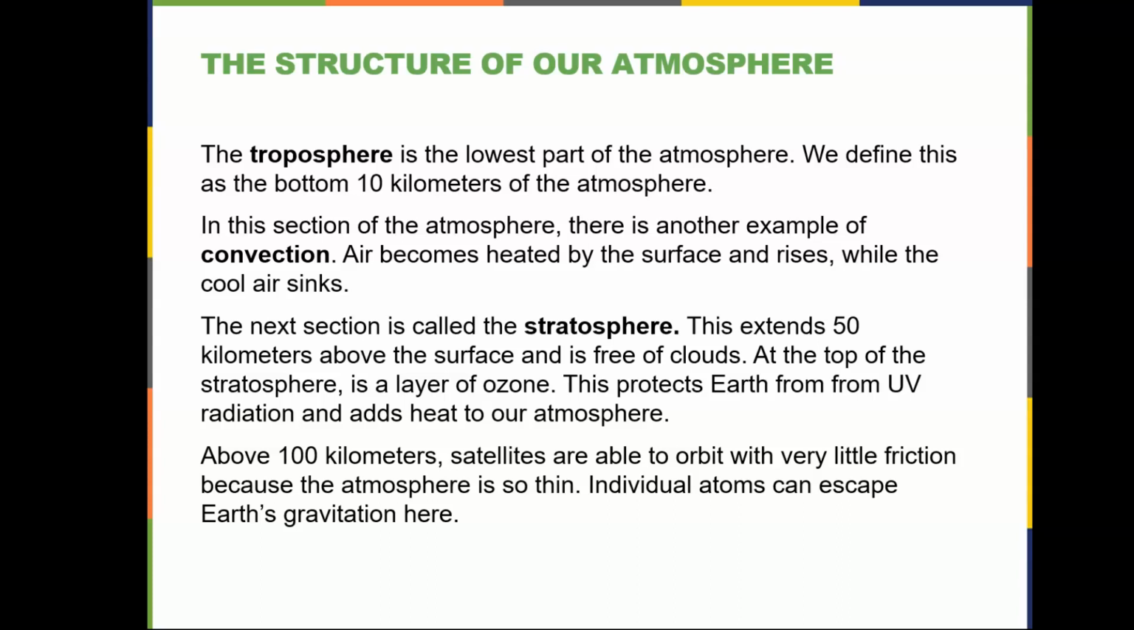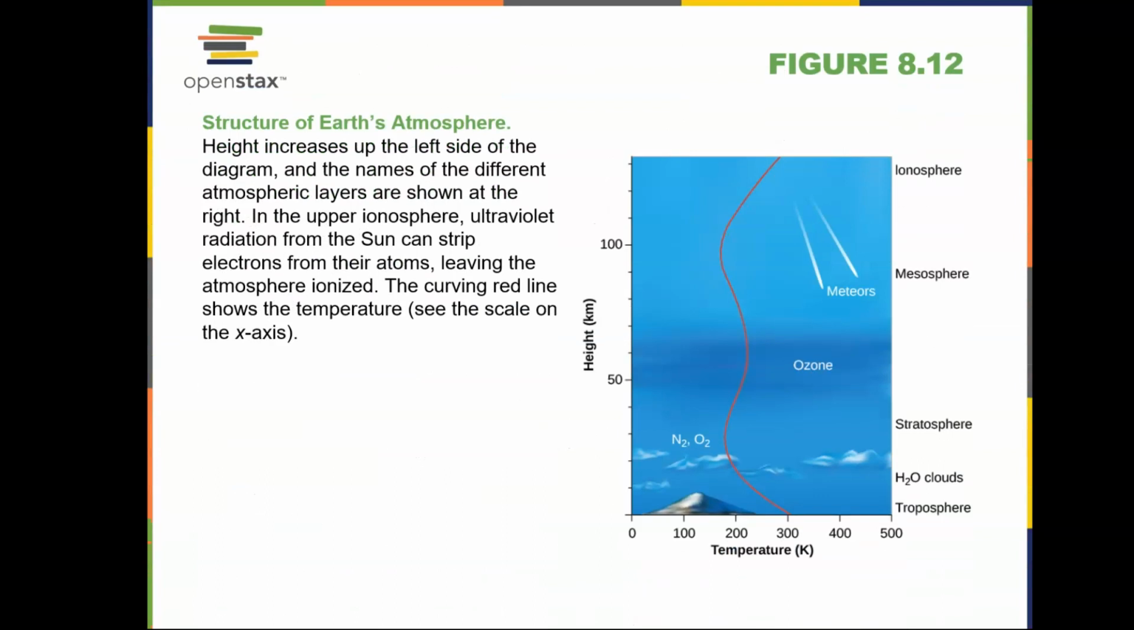Satellites can orbit with little friction, and light molecules occasionally can escape Earth's gravitational field. This is called atmosphere leakage. Here we can see the layers and sections of our atmosphere.